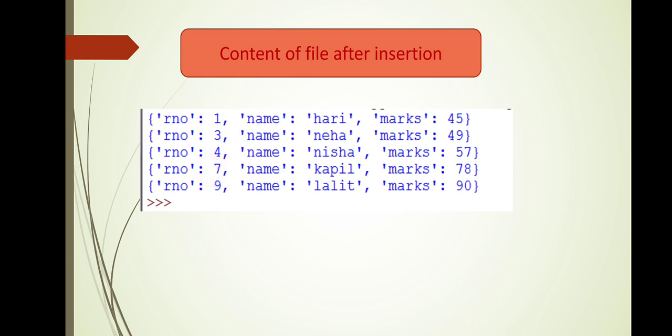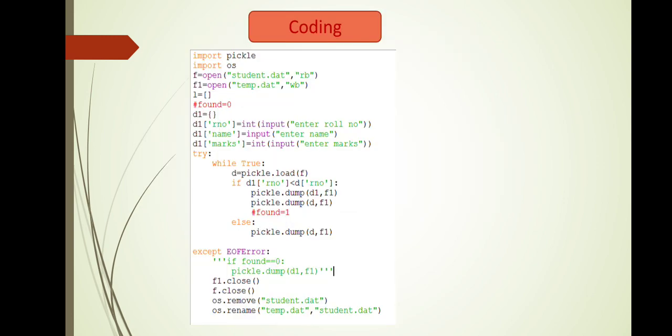Now if I do not use the found variable, see, I have made the found variable a comment over here. I have removed the found condition from here, and here also I have removed found. Now what will happen? If the new record roll number is less than the read record roll number, then the new record will be written first and then the read record will be written.